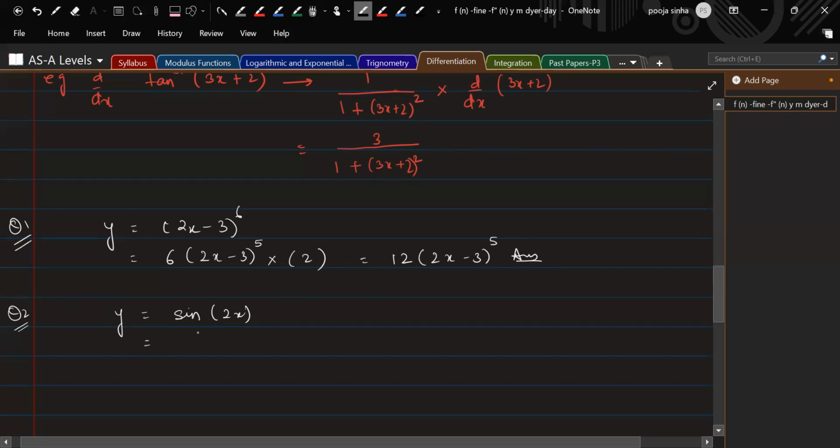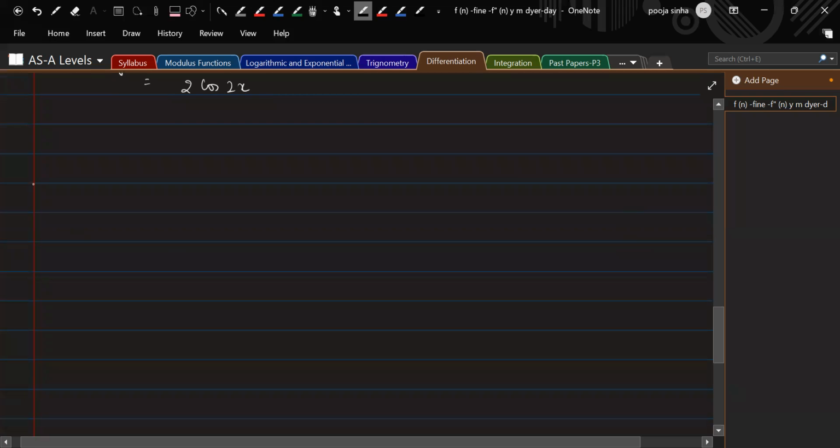Cos 2x. That's it, right? And then what about this bracket? We also have to differentiate this, right? So 2 into 2, so 2 cos 2x. Easy. Next question.